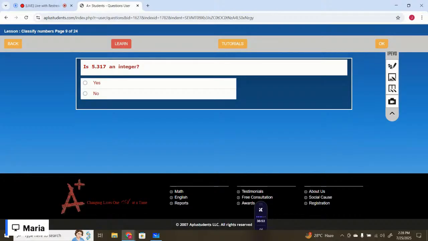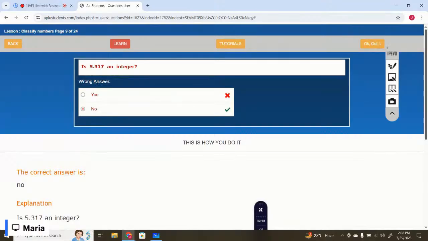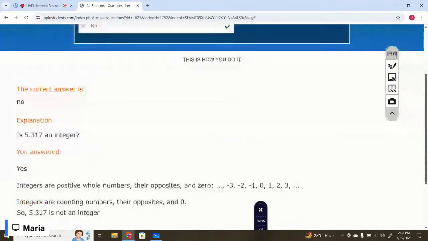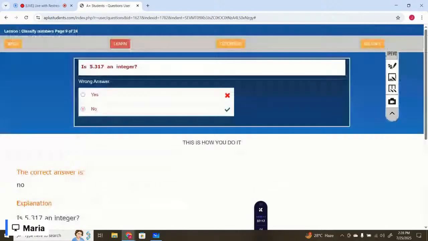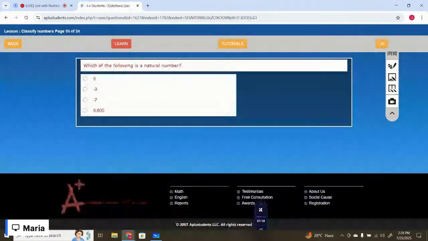Is 5.317 an integer? Yes, it is an integer. Option number 1 is the correct option. Why not an integer? Oh, integers are positive and negative whole numbers.